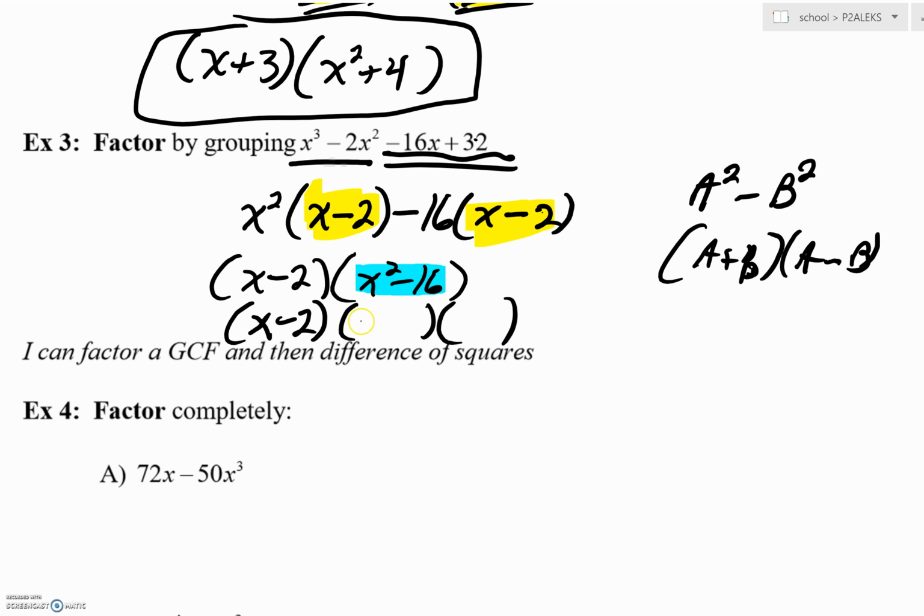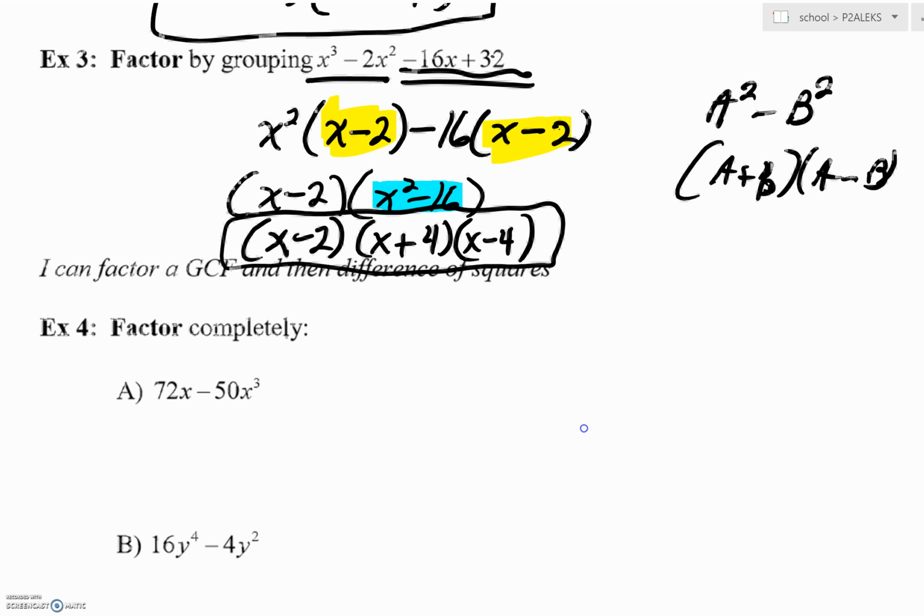X squared minus 16. The square root of x squared is x, so that's x times x. And then what's the square root of 16? A 4. I'll have a plus 4 and a minus 4. And then we're good.